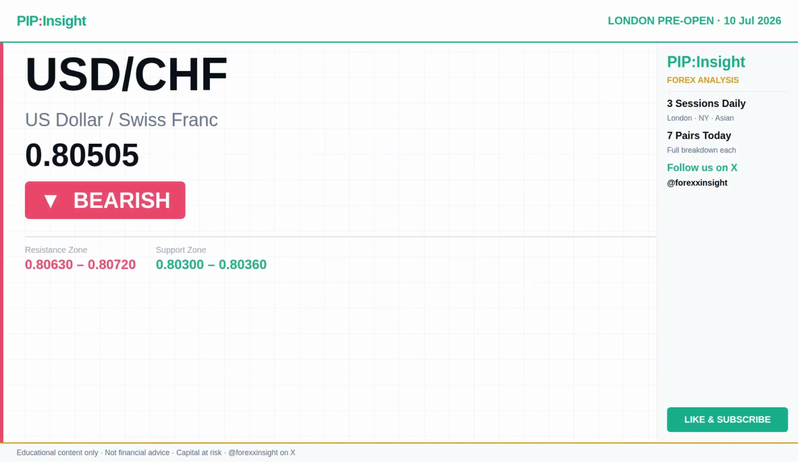Dollar Swiss. The chart is showing bearish structure on this session. The 4-hour trend is to the downside and the 1-hour is also pointing lower. Resistance is marked between 0.8063 and 0.8072. Support is marked between 0.803 and 0.8036. Here is the full chart breakdown.